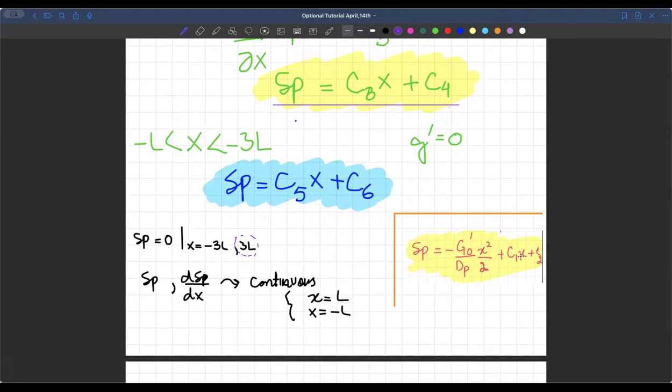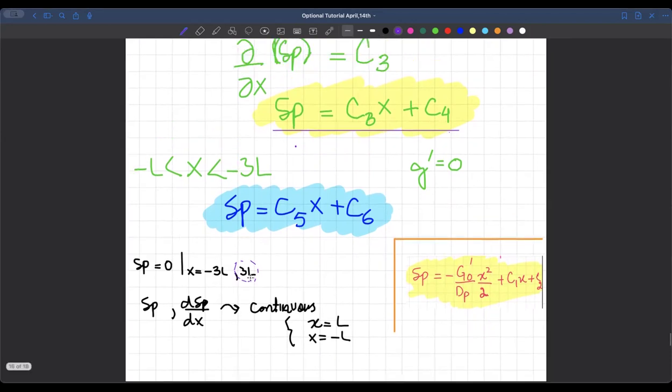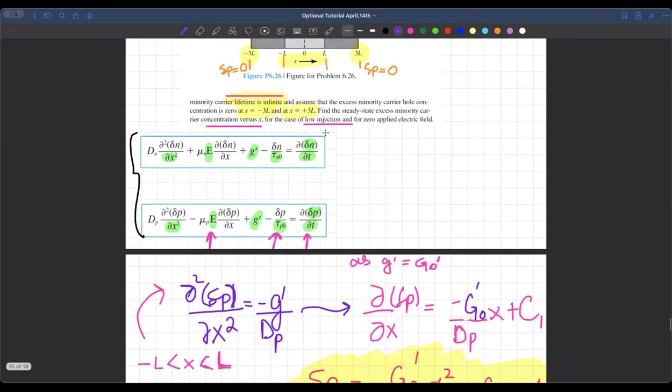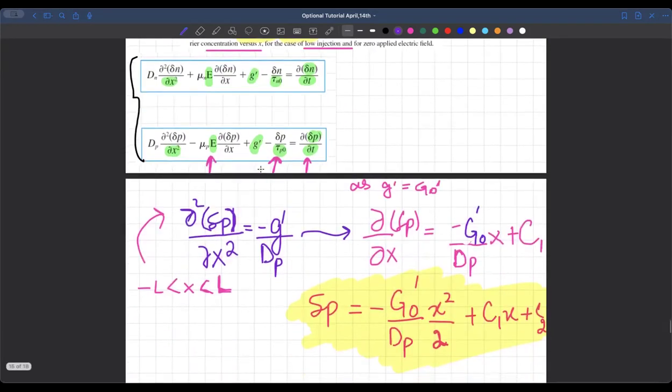You will, of course, get this thing close to zero, and there will be just C1 here. That means you're going to get a few equations there. Once you have those equations, you just have to get delta P, the excess carrier. Find the static concentration versus X. That's what we only need.